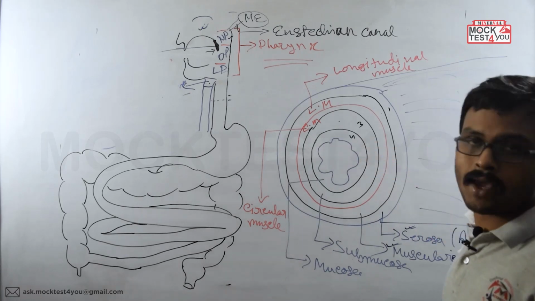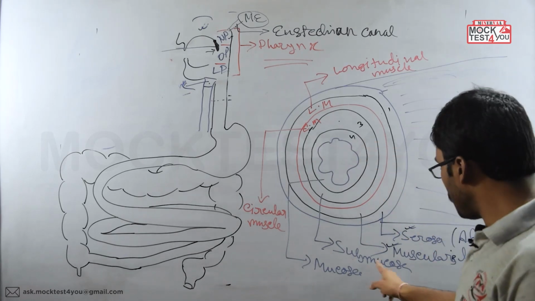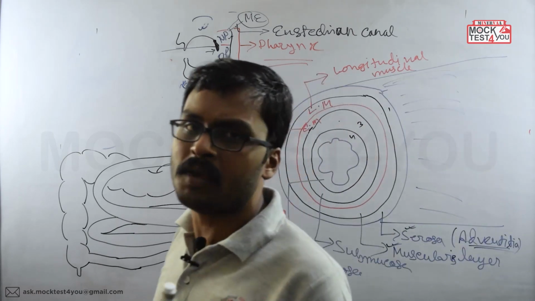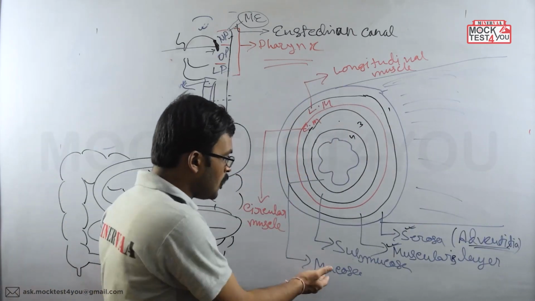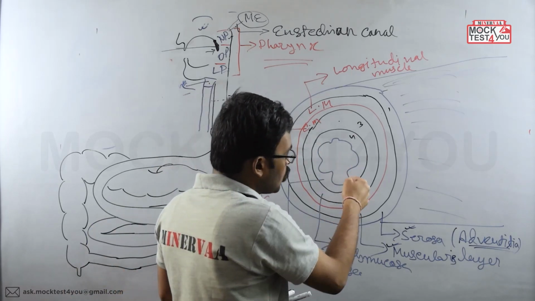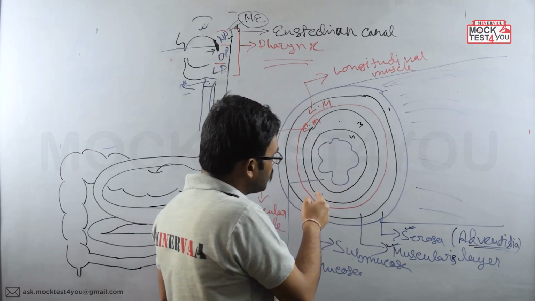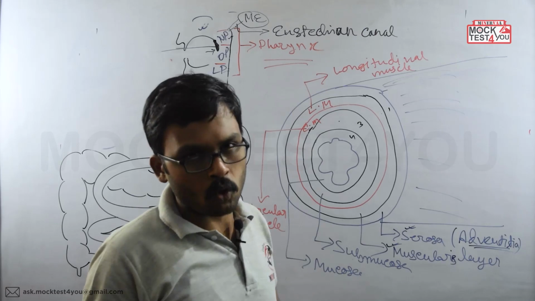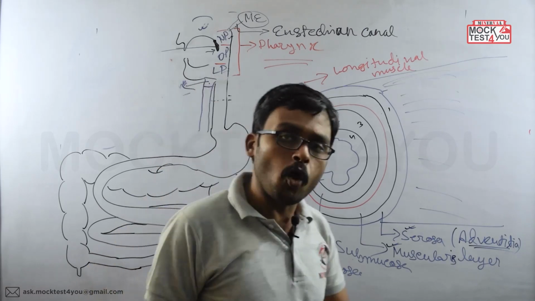The next layer is called the submucosa layer. From the name only we can understand that submucosa means a layer present just below the mucosa. Here you can see this is the layer of mucosa, and just below it this layer is present. So what is it called? It is called submucosa. Remember, the submucosa is full of connective tissue.